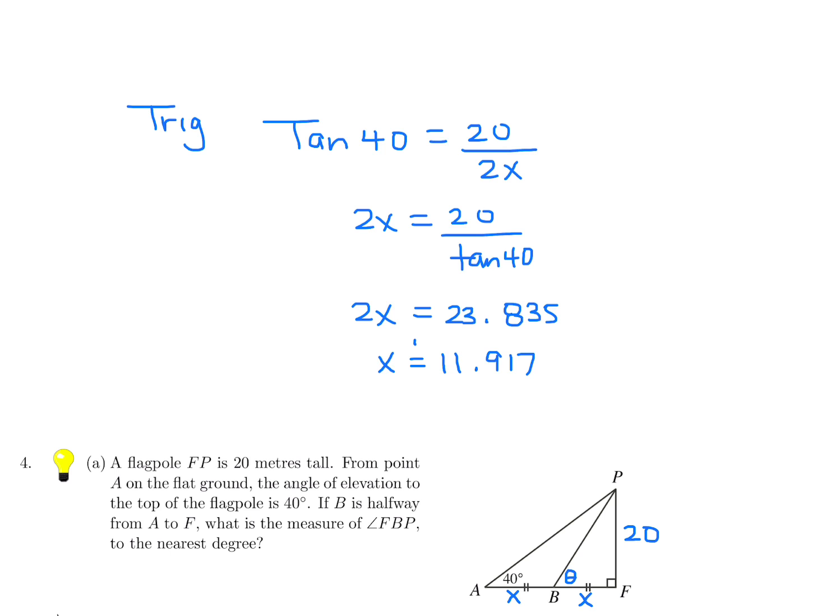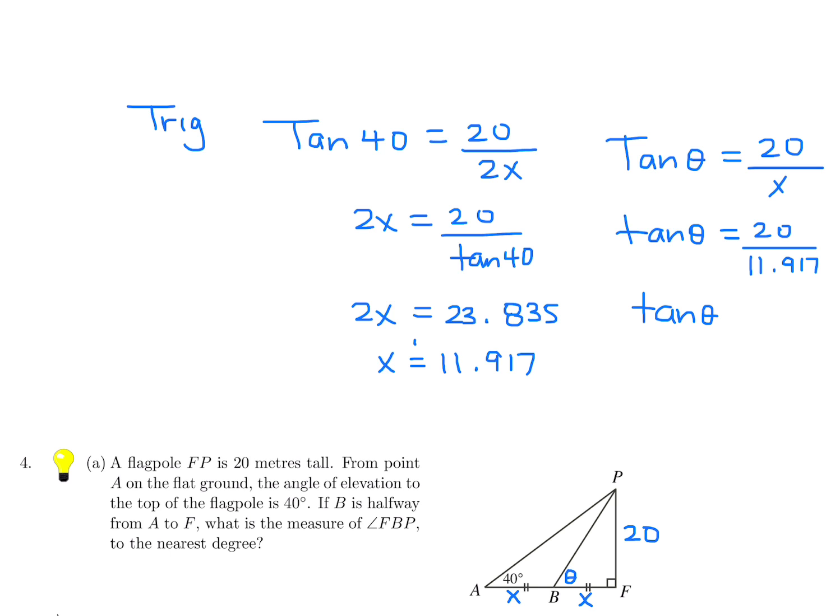They want the angle theta. Okay, no problem. I can use this triangle and again use tangent. This time tan of theta is opposite, which is 20, over adjacent, which is x. I just figured out x, so it's 20 over 11.917. If you do the math, you get tan theta is equal to 1.678. Then if you do the inverse tan, you get the angle, which is approximately 59.2. They want it to the nearest degree, so to the nearest degree it is 59 degrees.